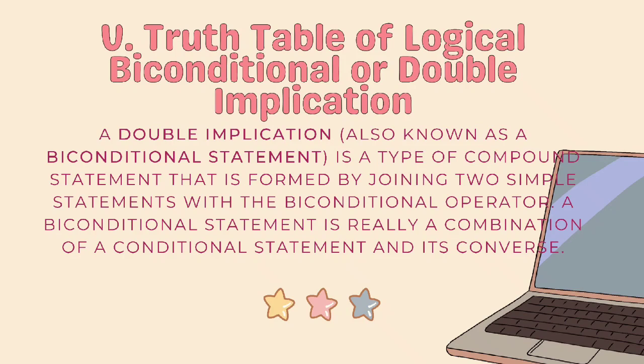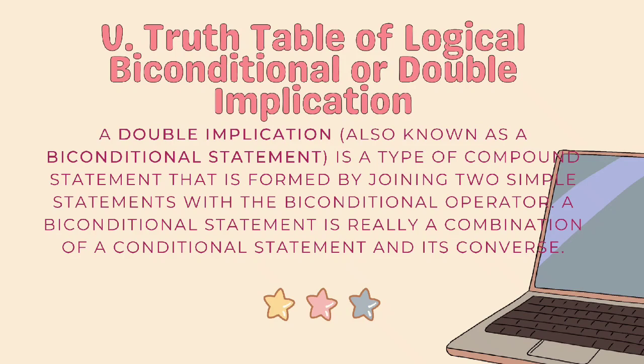The last one, truth table of logical biconditional or double implication. A double implication, also known as a biconditional statement, is a type of compound statement that is formed by joining two simple statements with a biconditional operator. A biconditional statement is really a combination of a conditional statement and its converse. The biconditional operator is denoted by a double-headed arrow.